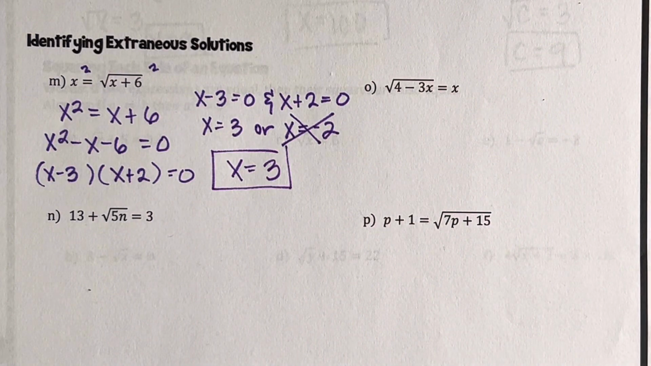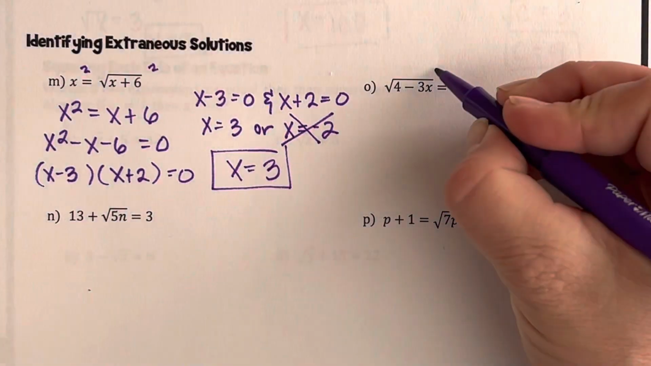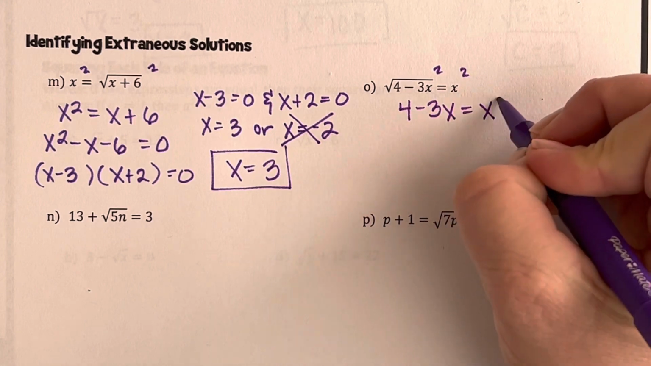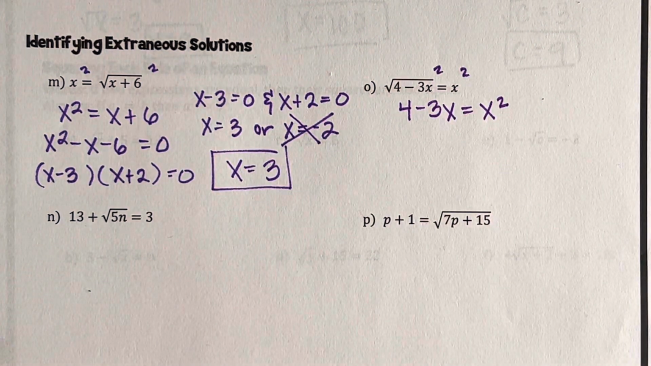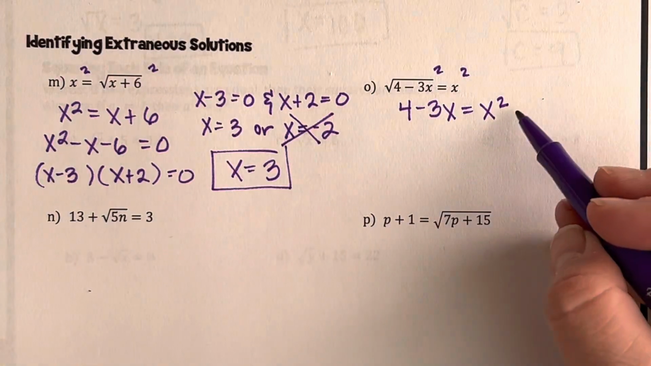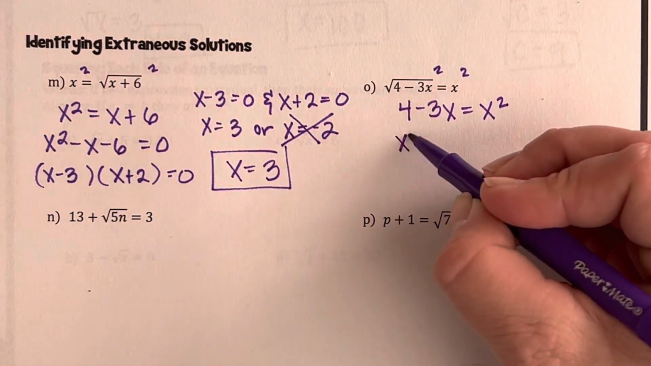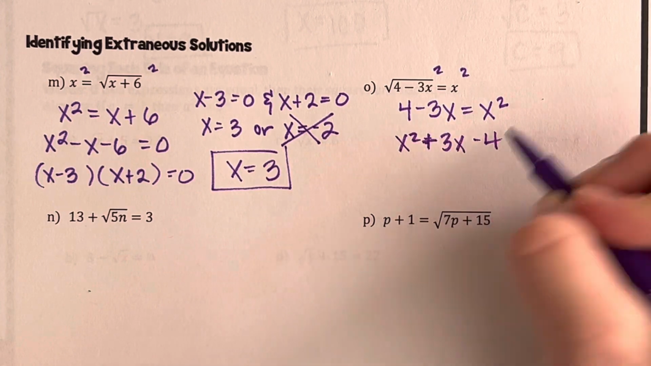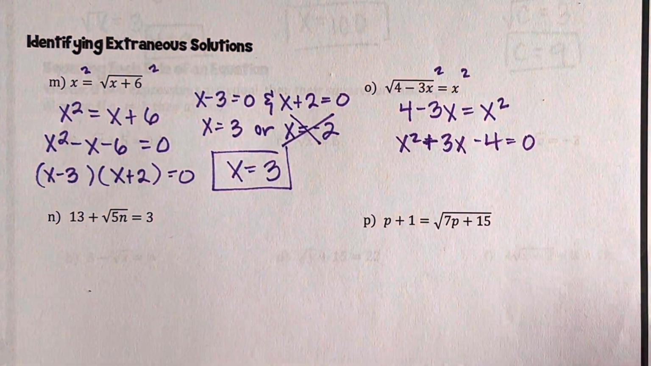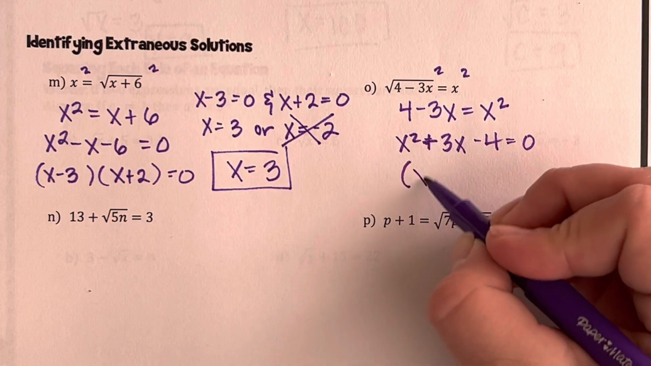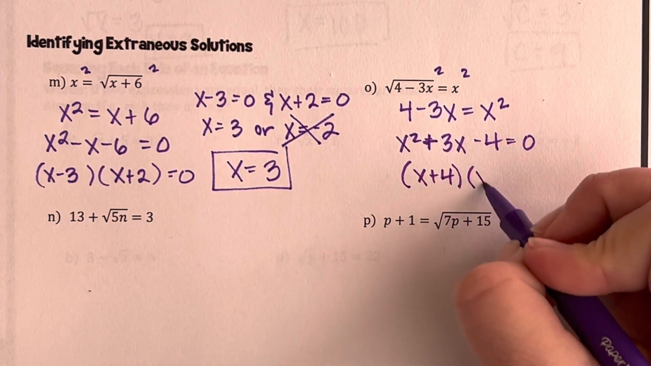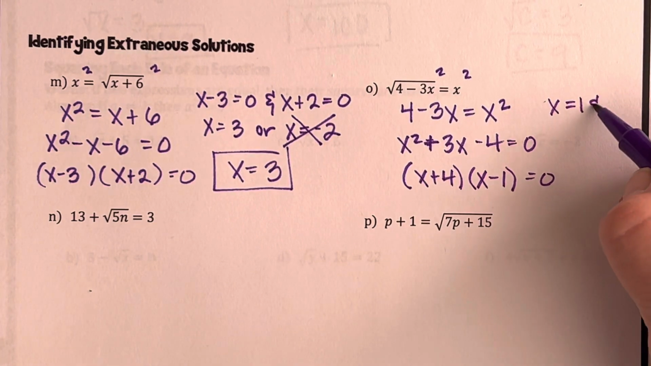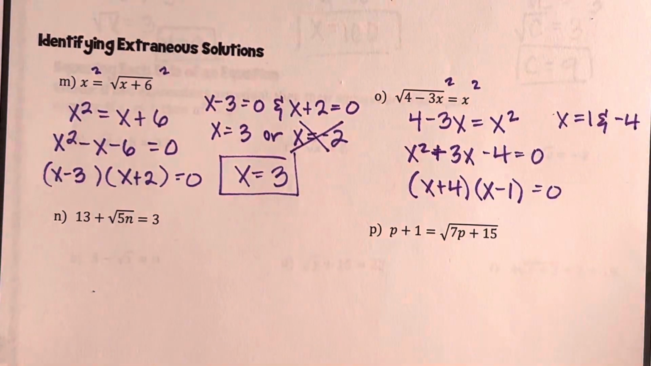Okay, let's look at the next one. When I square it again, right, I get 4 minus 3x equals x squared. So for me, I'm going to pull everything over to the x squared side. So I'm going to add 3x, then I'm going to subtract 4. Minus 4 is 0. So in order to make negative 4 and positive 3, I can do x plus 4 and x minus 1 is 0. So x would be 1 and negative 4.